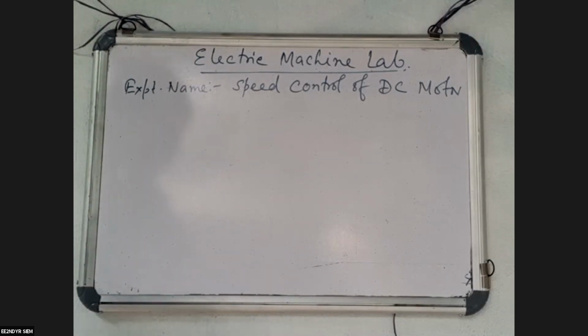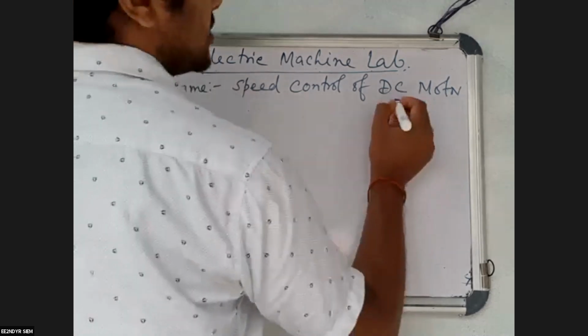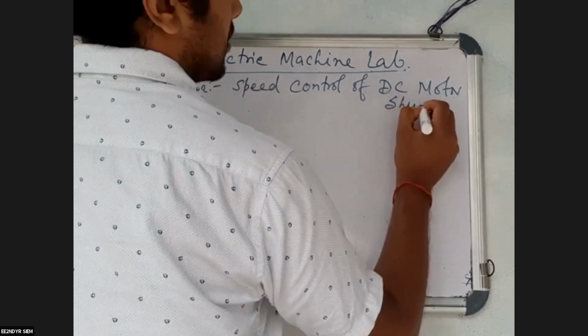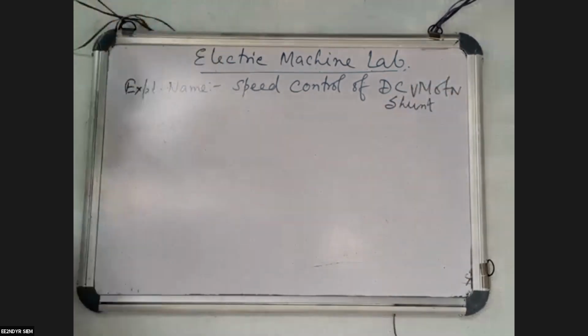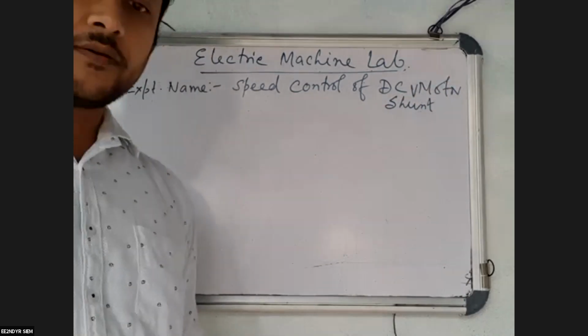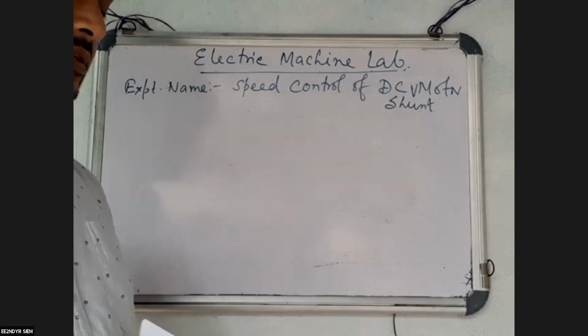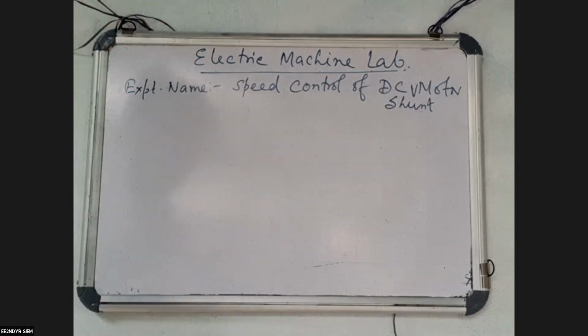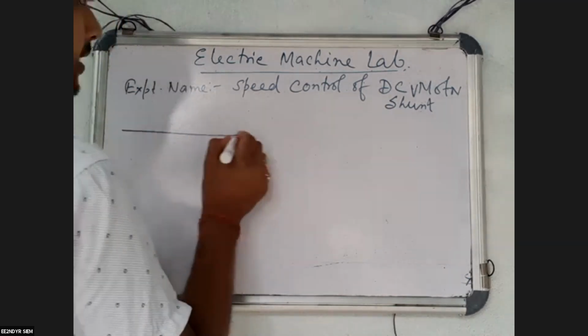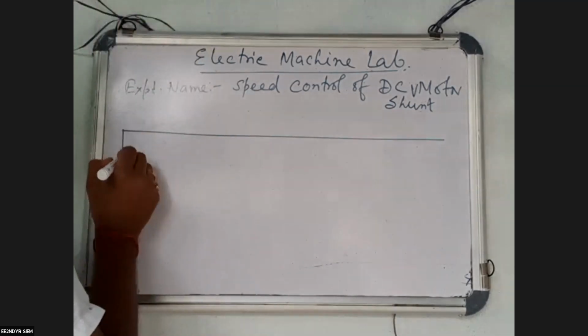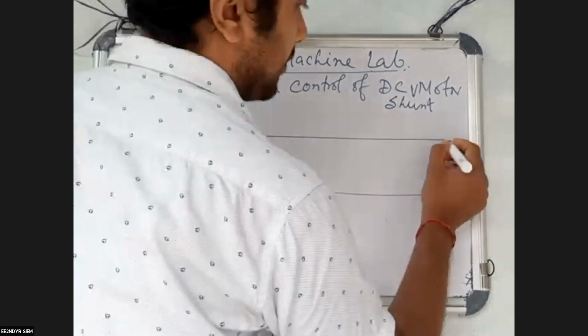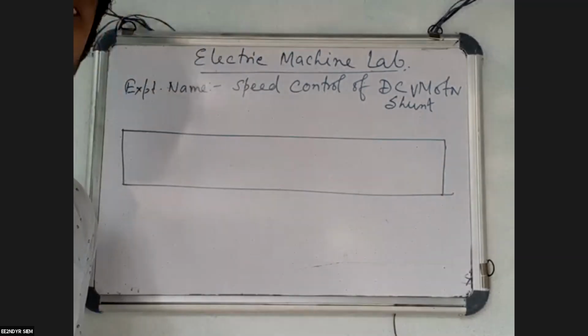Basically, in this case, we will use shunt motor. Okay, speed control of DC shunt motor. Now, in this case, you first do the equipment status. Please take a copy.